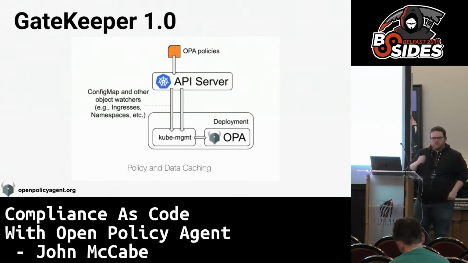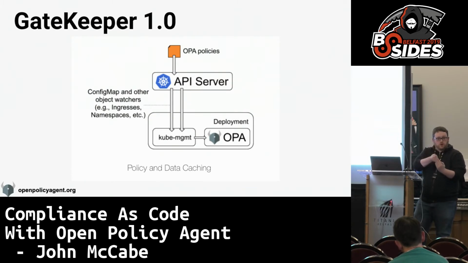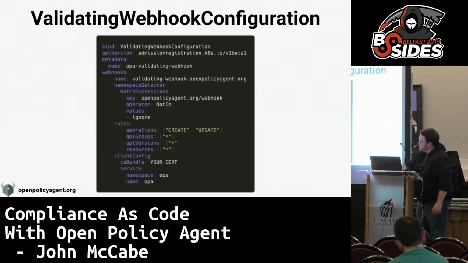It also handles data replication. Say, for example, you get a request and you only know about the service, but you want a rule that needs to take into account ingress. So you need a different class of object. What kube-mgmt can do is handle replication of other resources in the cluster. So you can write policies that are able to reference information that's external to the request coming in. So you can do quite complicated policies with that.